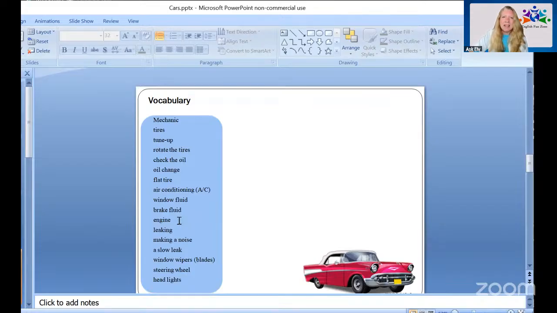So you might have your gas leaking. You might have a crack in the hose. You might have oil that's leaking. That's the most common problem. Cars leak oil.